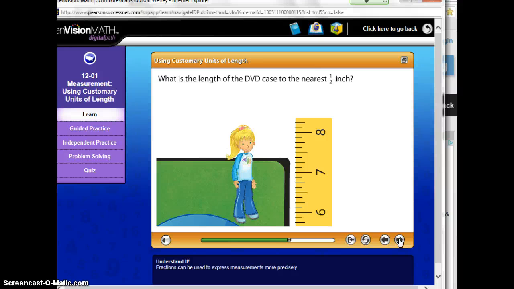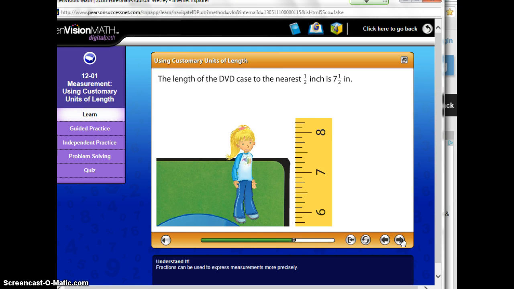7.5. Now, to the nearest 1/2 inch can also be right on the whole number. So 6, 6.5, 7, 7.5, 8. Dathan says this DVD case is closest to 7.5. Would you guys agree? Yeah. Definitely. It's closest to this one right here.